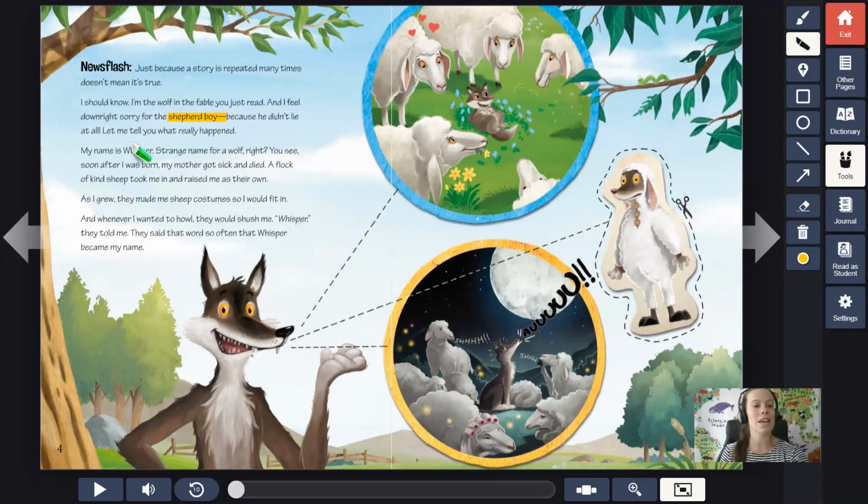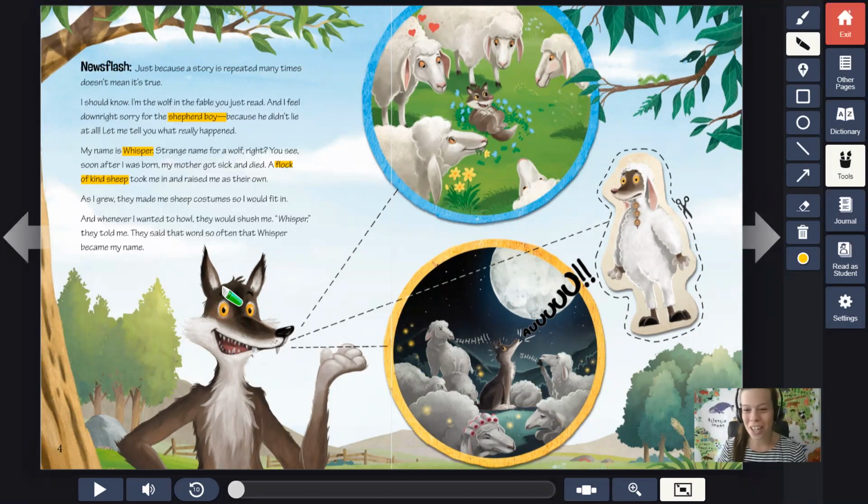My name is Whisper. Strange name for a wolf, right? You see, soon after I was born, my mother got sick and died. A flock of kind sheep took me in and raised me as their own. As I grew, they made me sheep costumes so that I would fit in. And whenever I wanted to howl, they would shush me. Whisper, they told me. They said that word so often that Whisper became my name.